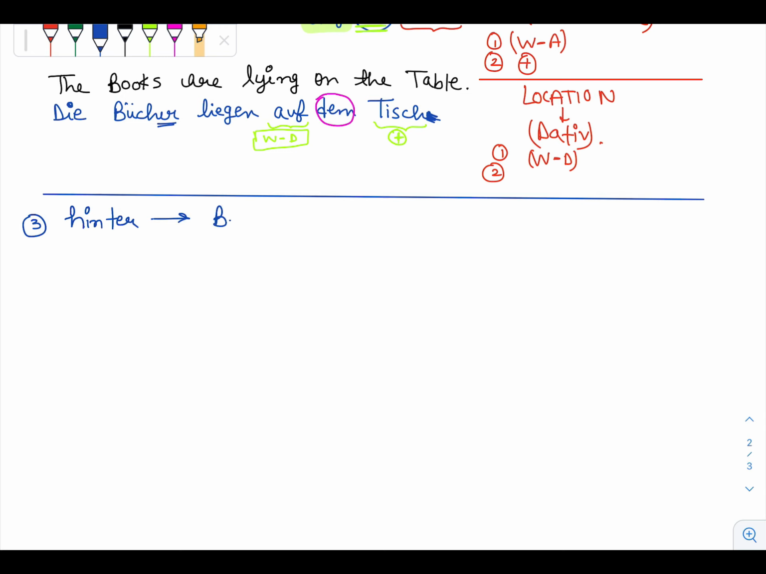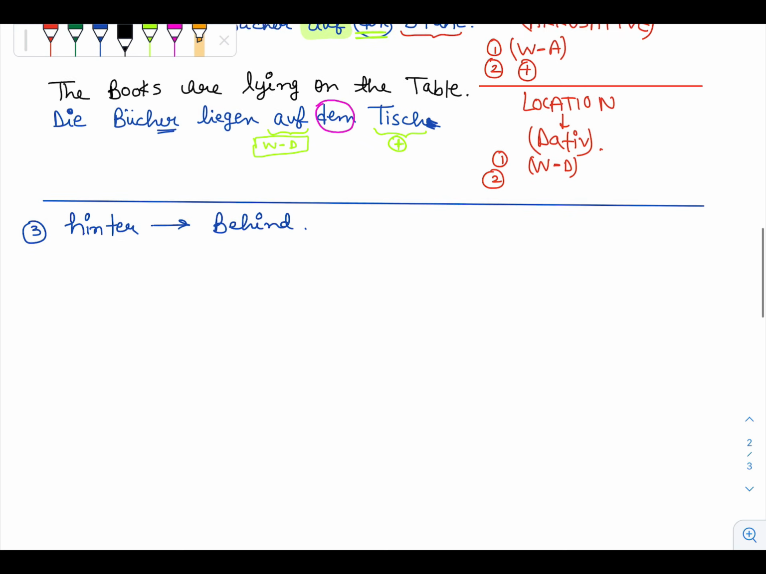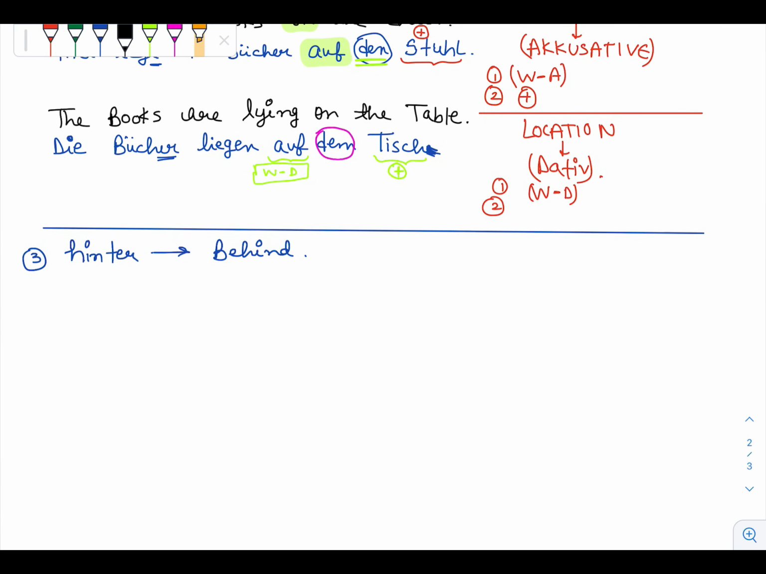Hinter means behind. So if I want to say the cat goes behind the sofa, is it a movement or is it a location?